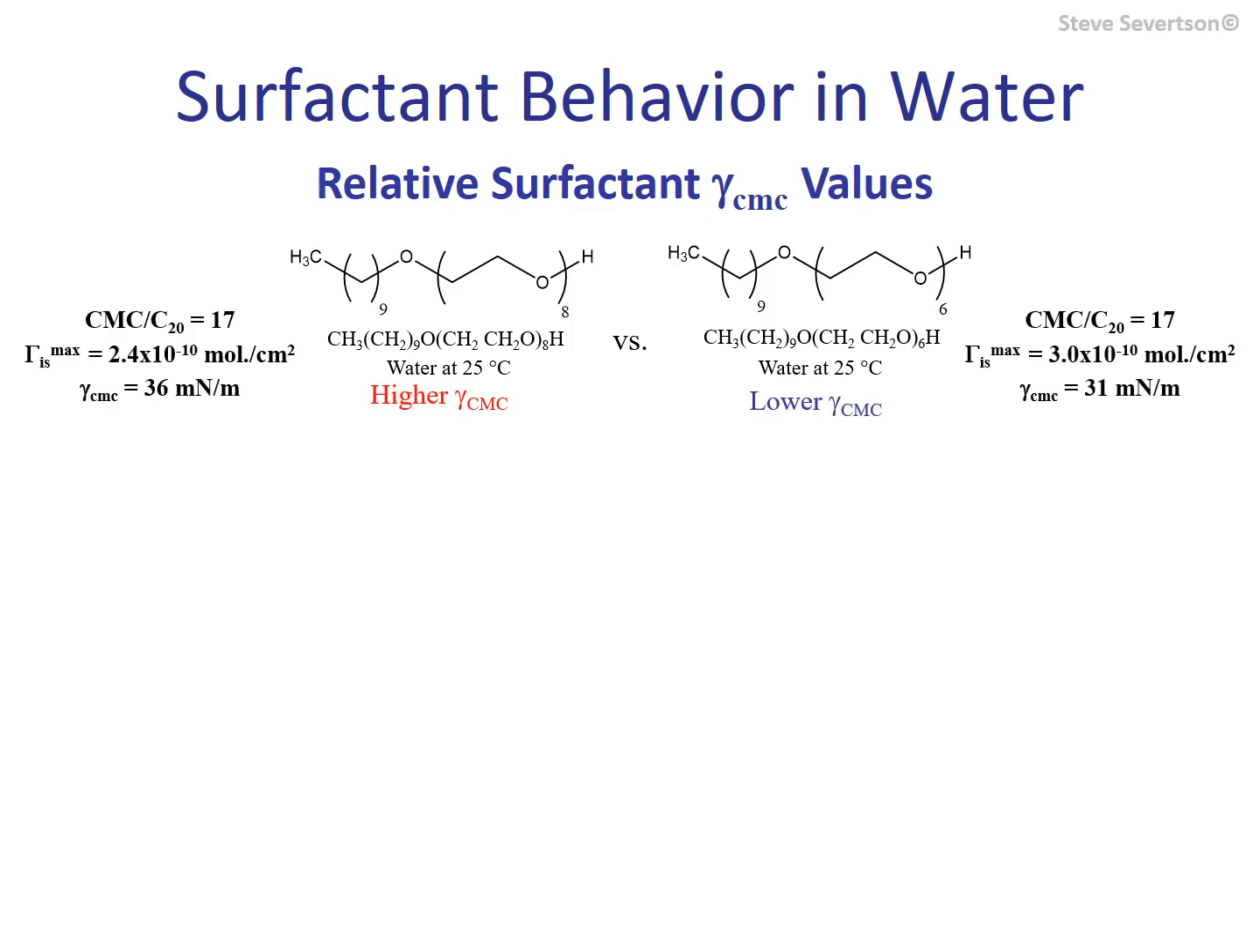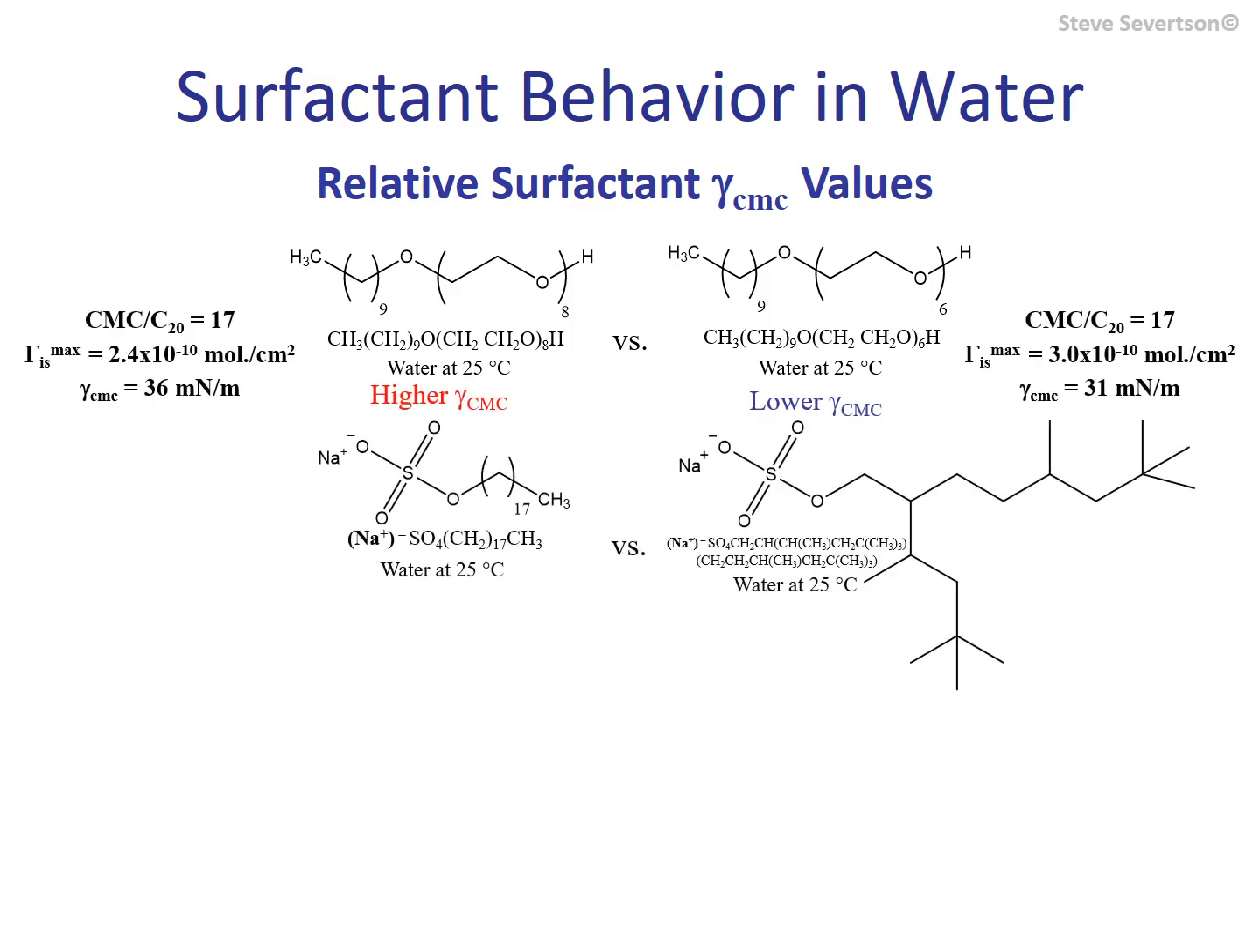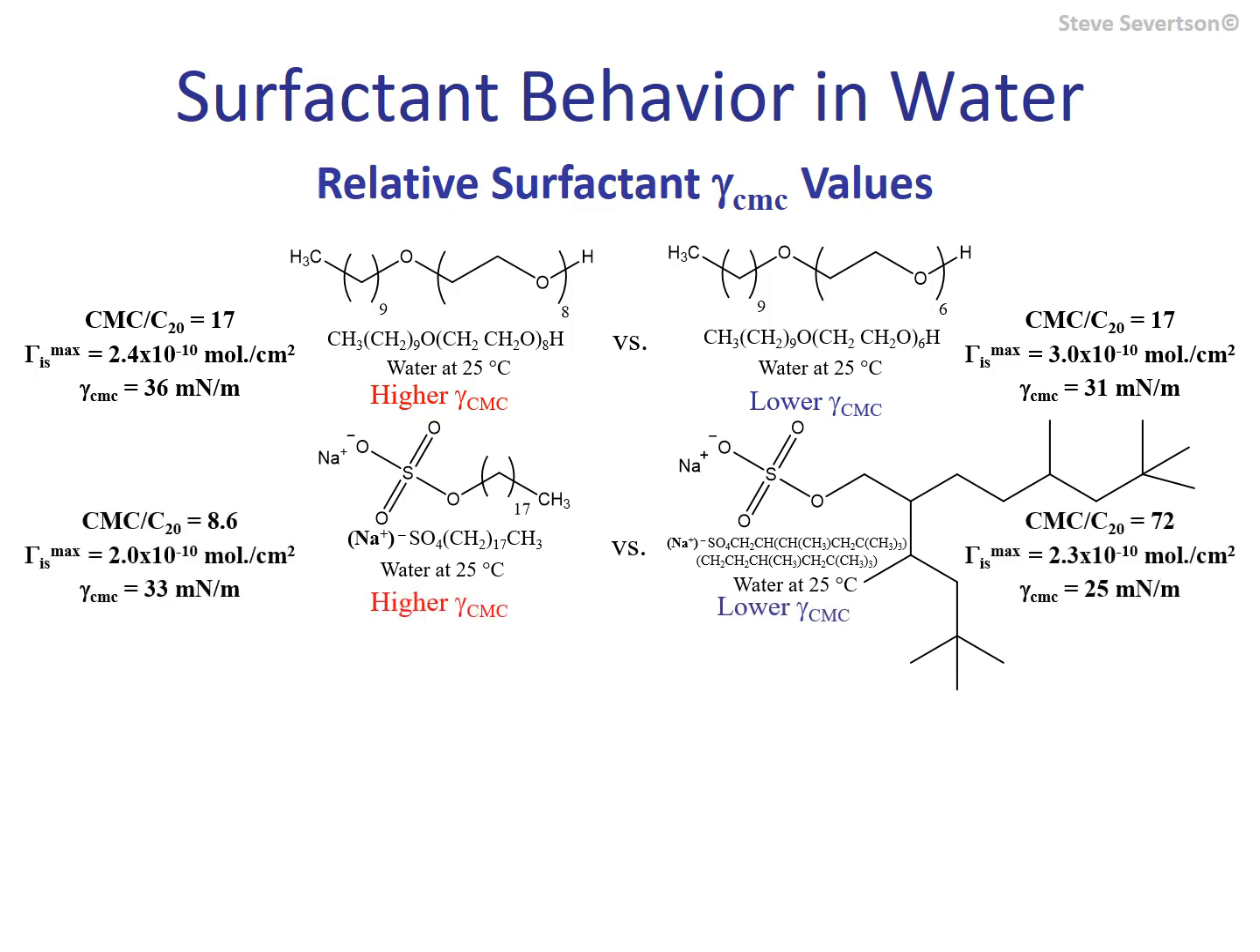This comparison is interesting. It's 2 sodium C18 alkyl sulfates at 25 degrees Celsius in water, with the second structure having a highly branched hydrophobe. The branched structure has a much lower limiting surface tension. This is due to its large CMC.